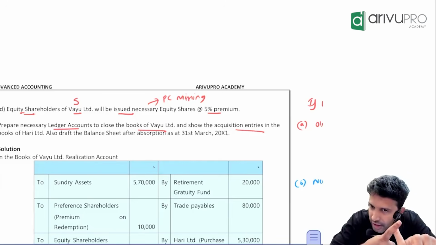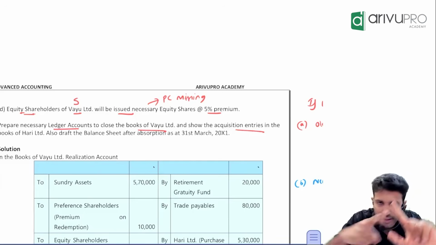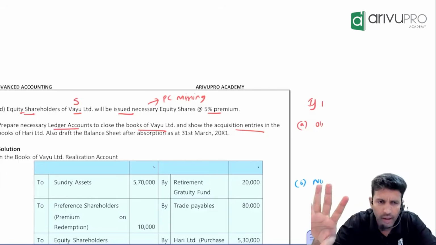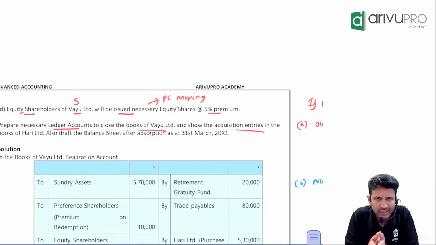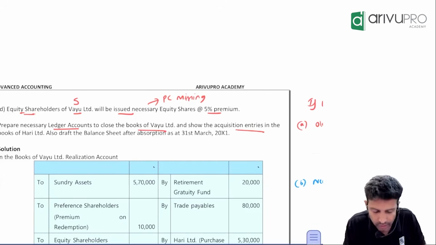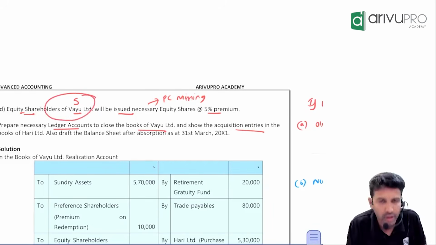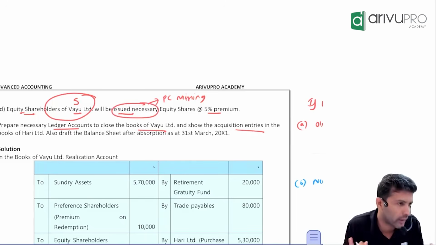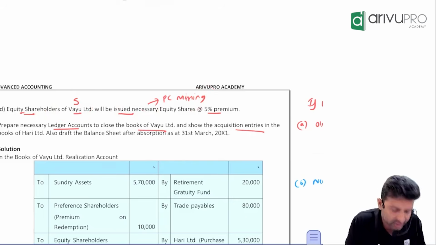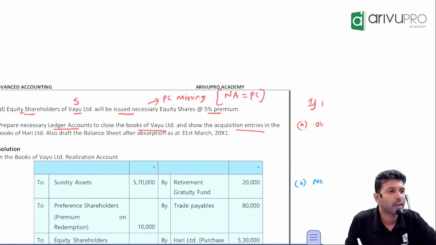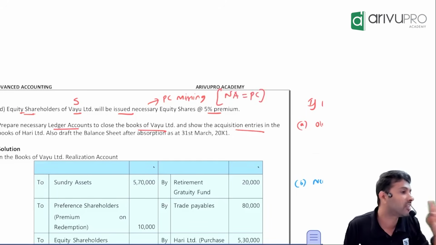Calculate purchase consideration. Calculate net assets. Compare. Accordingly, you will get goodwill or capital. Can we do that? In this problem, is PC given or missing? Missing. How did we conclude that? Because they said equity shareholders of the selling company will be issued the necessary shares. How much is necessary, is that given? No, that we have to find. So clearly PC is missing. When PC is missing, we have a very straightforward approach. What is that? Net assets and PC will be the same.